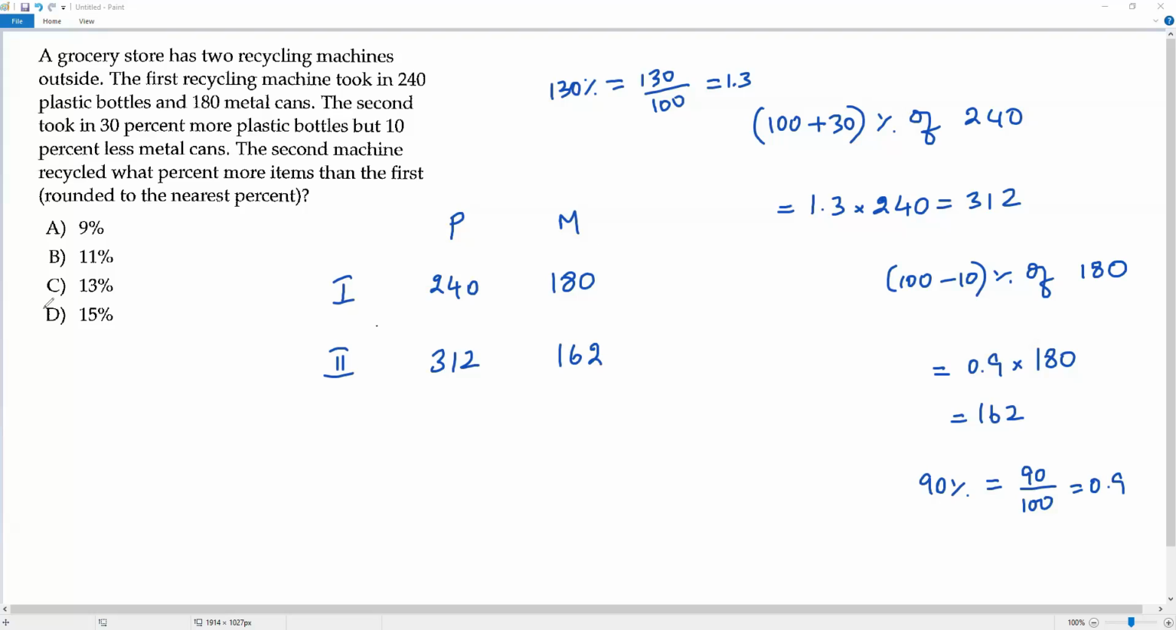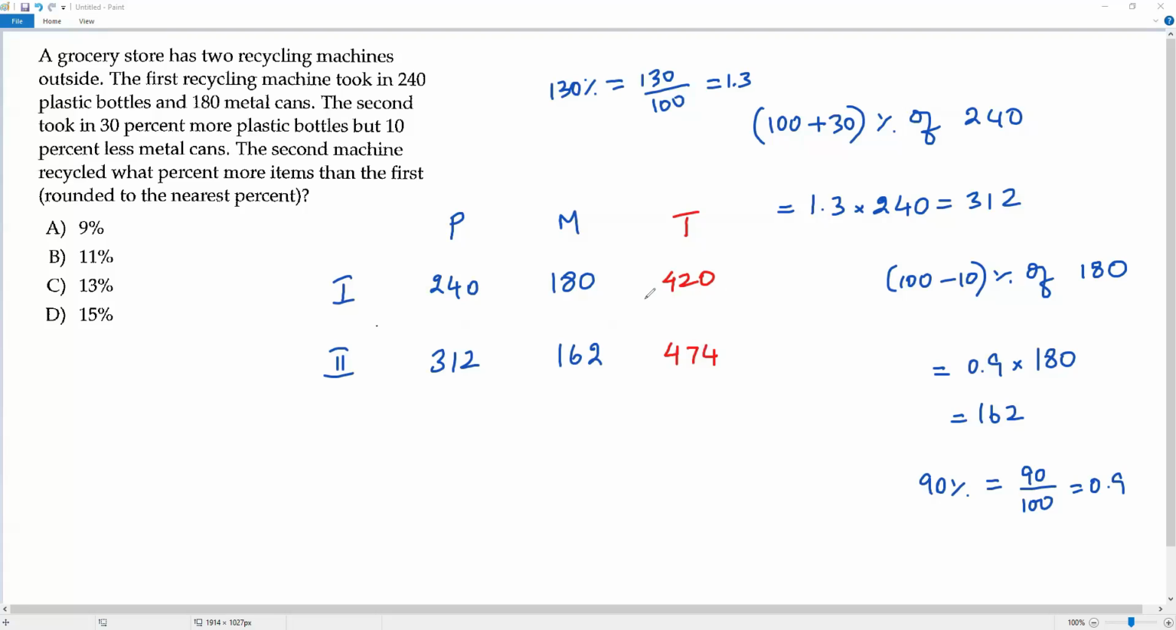Now let's find the total for each machine. The total number of items taken by the first machine: we add the number of plastic bottles plus the number of metal cans. So 240 plus 180 will be 420. To know the total number of items taken by the second machine, we add the number of plastic bottles and the number of metal cans. When I add 312 and 162, it will be 474.